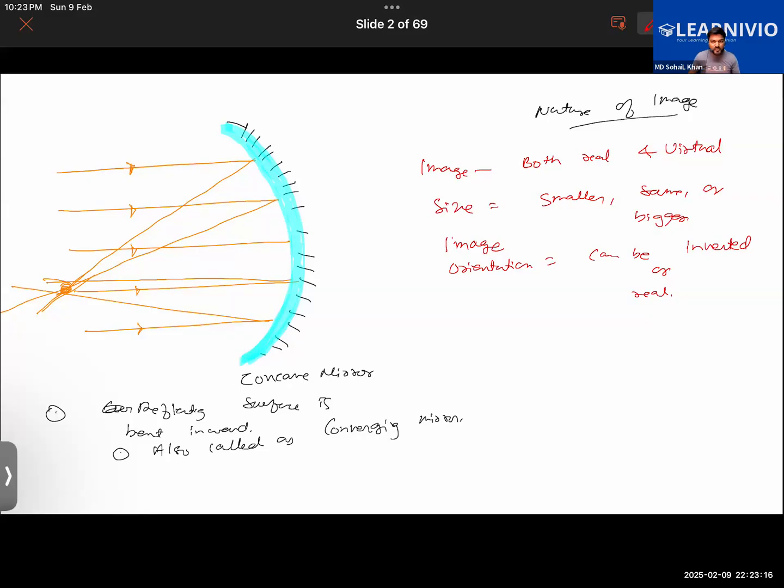Yes, sir. Okay, so that's all about the concave mirror. It has a surface that is bent inward. It is also called a converging mirror. Plus, the image formed can be both real and virtual, smaller, the same size or bigger in size, and can be inverted or erect.